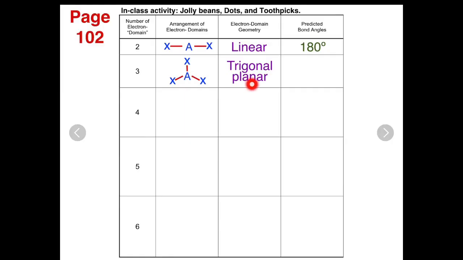Planar means in plane, flat. Trigonal means like a triangle, right? It's a flat triangle. Therefore, in this case, the bond angle would be 120, right? So from here to here, that's 120. This is 120, and this is also 120 degrees. Those are the bond angles between the central atom and the electron domains.